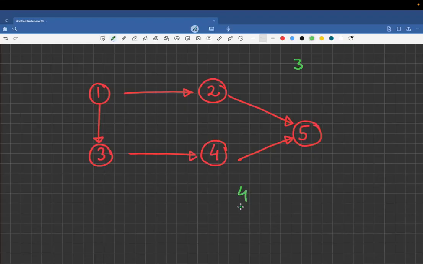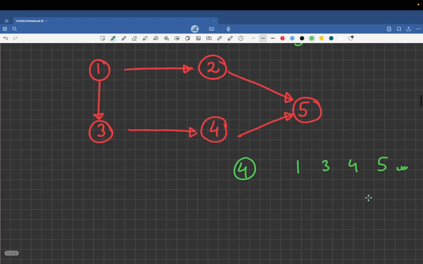Now, since you want to choose a path that contains the maximum number of cities, your answer will be 4. And also you need to print the path. So your path will be 1 to 3, 3 to 4, 4 to 5. So this will be your answer. I hope the question is clear to each and every one of you.